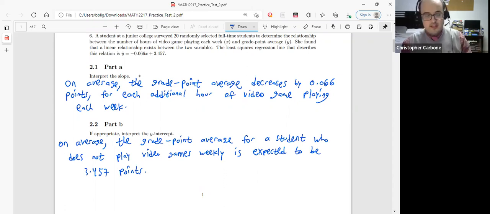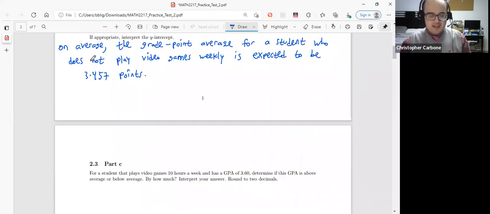So connected to all that, I have a third part to this question. Part C, I have here, for a student that plays video games 10 hours in a week and has a GPA of 3.60, we want to determine if this GPA is above average or below average, by how much, and interpret this answer. Right?